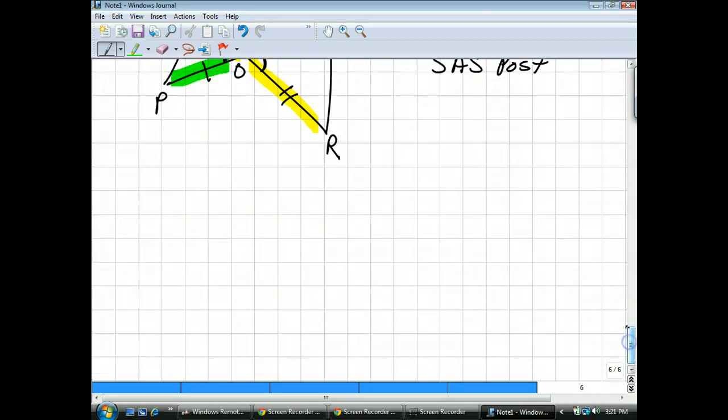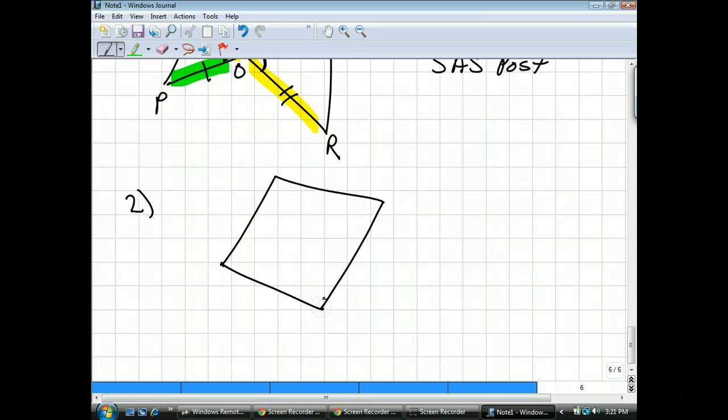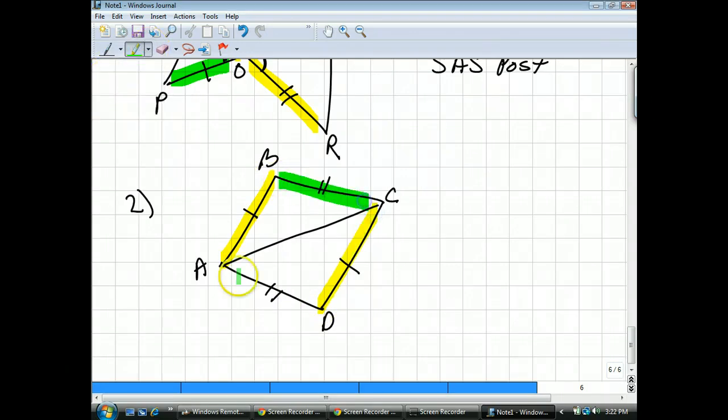Okay, example 2. In this one, I have this picture. This is A, B, C, and D. And I know that this is congruent to this, and this is congruent to this. So I know that this corresponds to this, and by the reflexive property, this corresponds to this, and it belongs to both triangles. So by the reflexive property, I can say that that is congruent to itself.